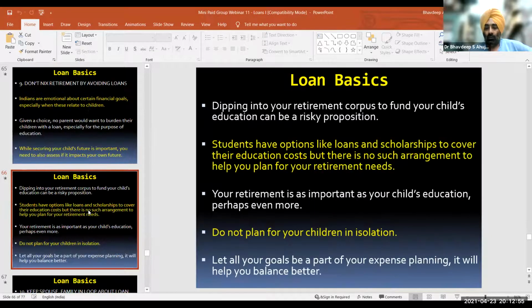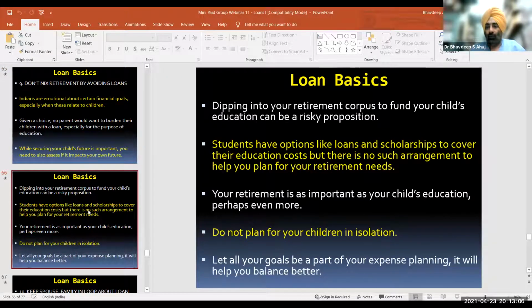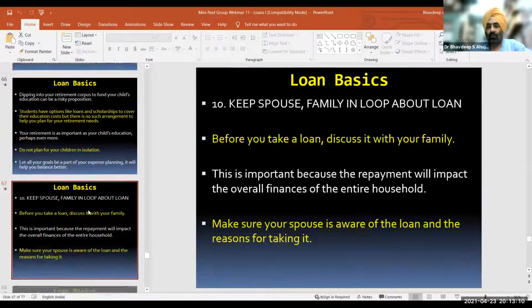Then don't nix your retirement by avoiding loans. Do not dip into your retirement corpus, because we are emotional about our kids' education, kids' marriages, and all those things. Do avoid dipping into your retirement corpus, because that corpus is meant for you. You're not going to have any pension. You need to remember that.